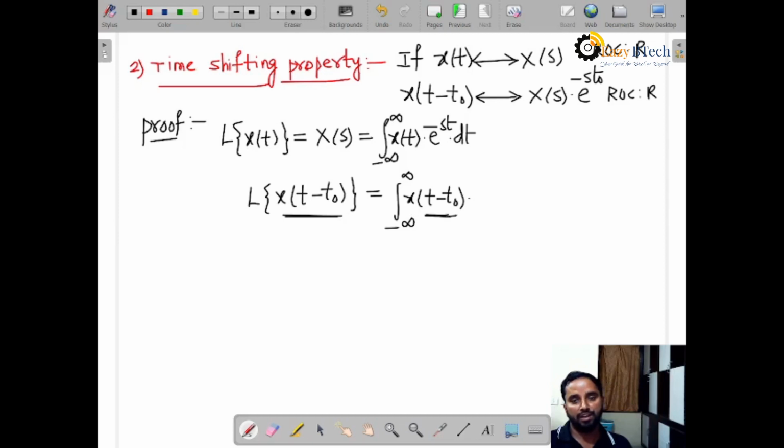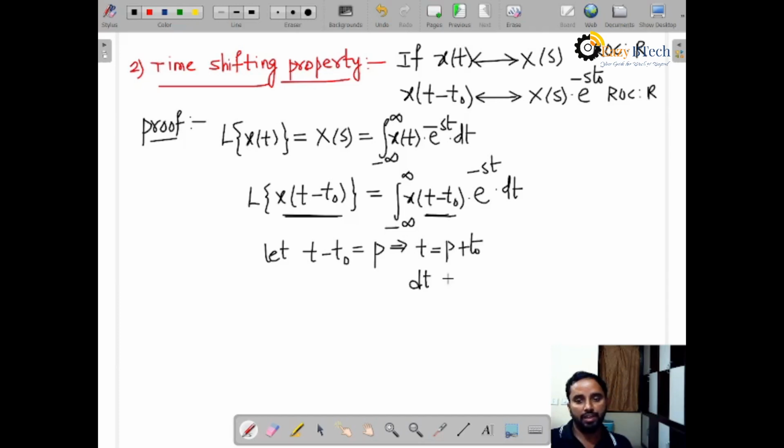The same thing we are taking here, x of t minus t naught and e to the power minus st dt. That is as usual. So let this difference t minus t naught is equal to p, variable p. By this we can write t will become p plus t naught, and from this dt will become dp. t naught is a constant.